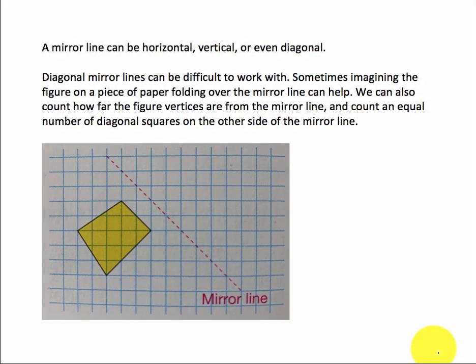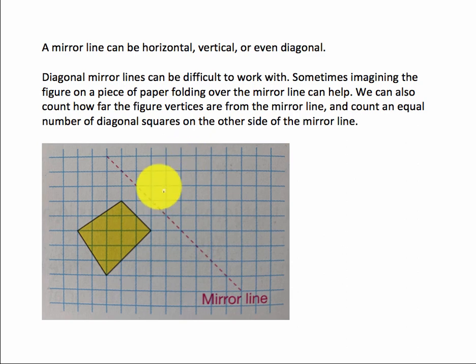Now, the most difficult part about reflections is when the mirror line is on a diagonal. So they can be horizontal, vertical, or diagonal. One of the ways that I find you can find the reflection, and you can do this for any mirror line, whether it's horizontal, vertical, or diagonal, is if you actually have it on a piece of paper, you can fold that paper so that the crease is right on the mirror line, and then when you fold it over, you'll see the shape, the figure, on the other side, or you'll see what it should look like.